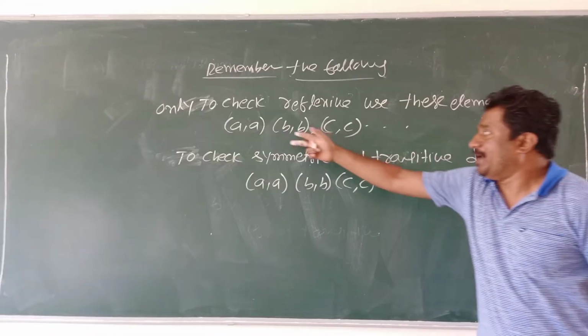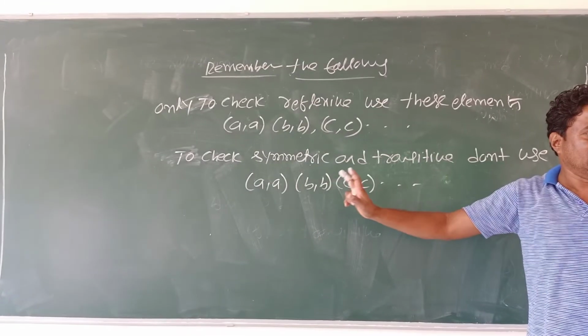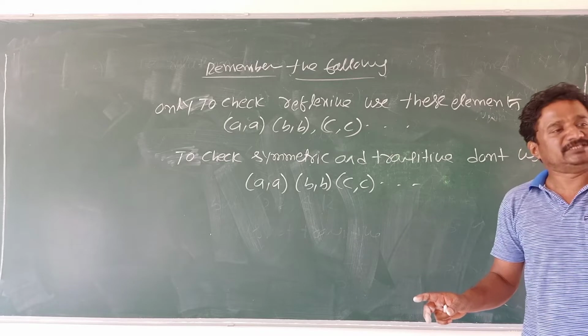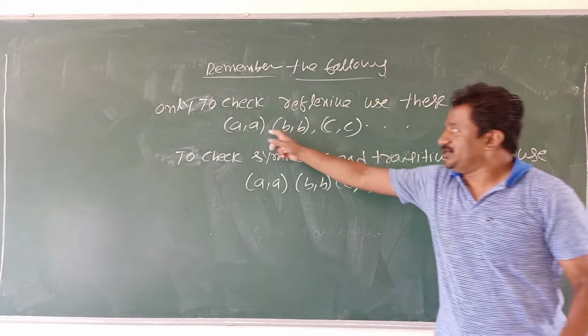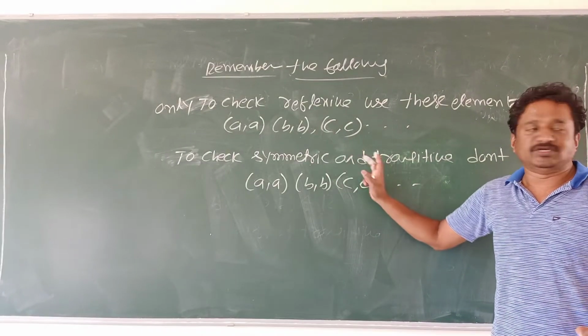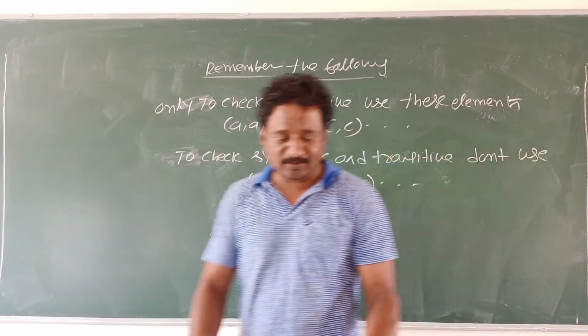Use this only for checking reflexive; don't touch it for symmetric and transitive. You can, but if you do, it wastes your time. Simply it kills your time, that's all. Okay, I hope you understood this. Use it only for reflexive, not for others. Don't go looking at it for symmetric and transitive. Right? Okay, let us go for solving problems on this.